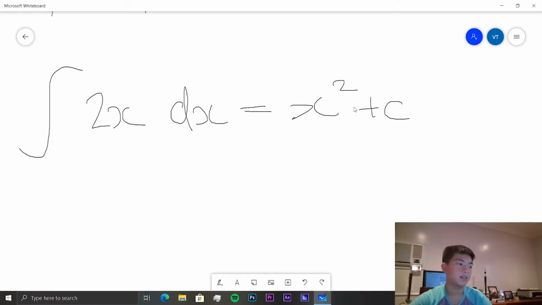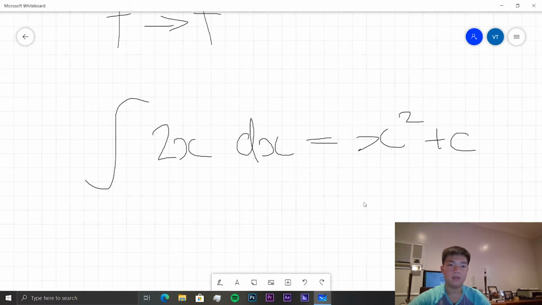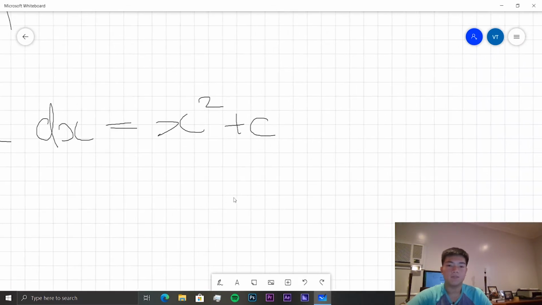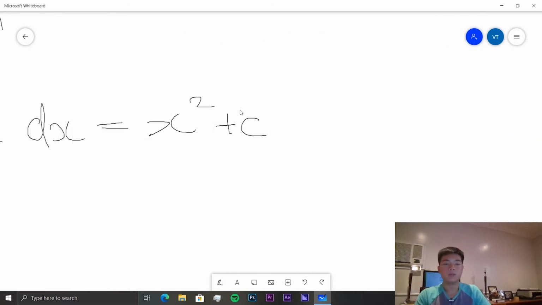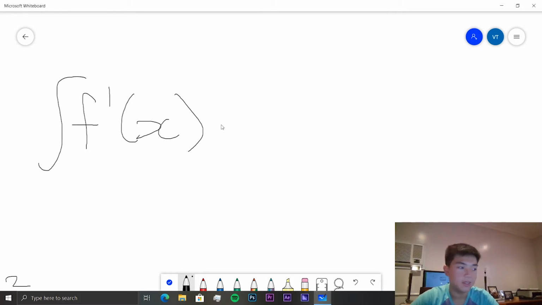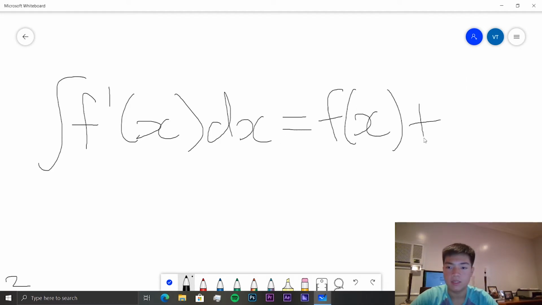So c is called the constant of integration because without knowing anything else about the curve aside from its derivative, we don't know what constant is applied to it. Because remember, the constant is removed if we differentiate the curve. So in general, we say that the integral of a derivative is equal to the original function plus c, because we don't know exactly what constant was added to the function.